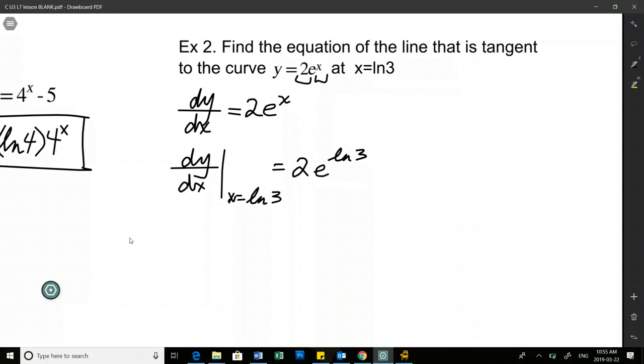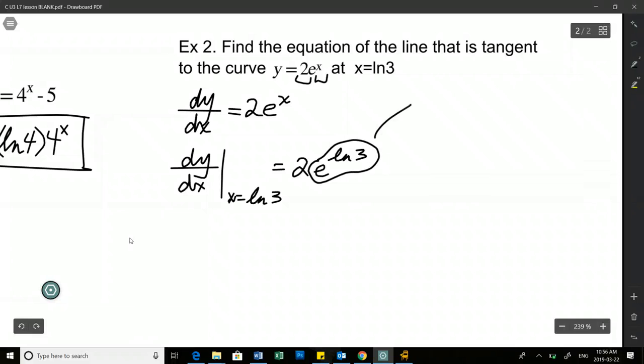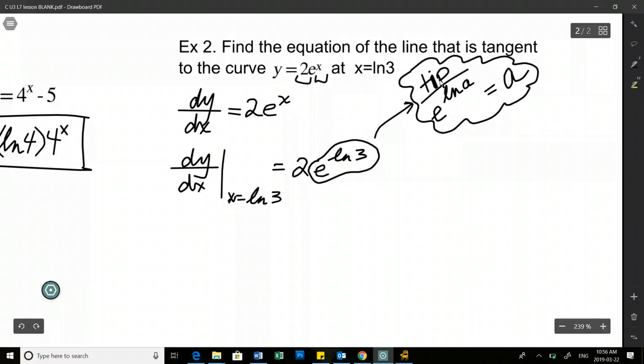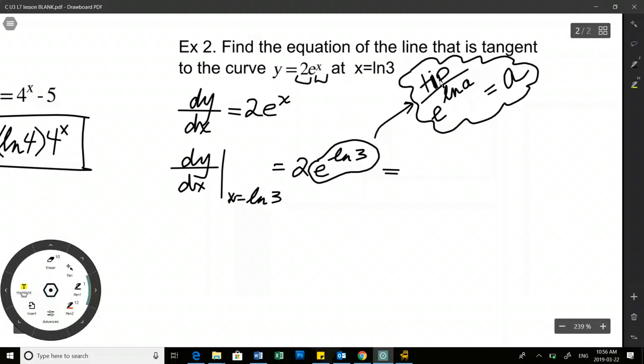We just discussed this. What do I know about this part of the function? What is that equal to? 3. Okay? So the little tip here that we talked about in our homework take up is that e to any ln of a value, let's call it a, is equal to a. You can also calculate it on your calculator.